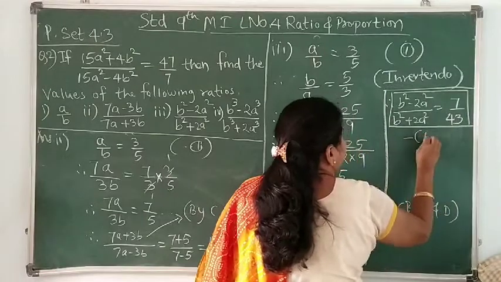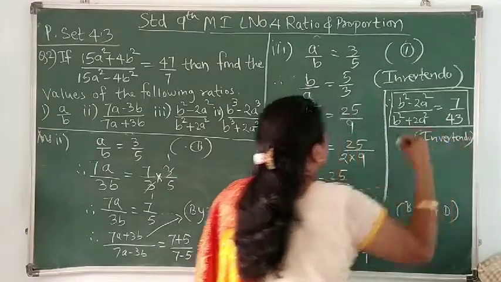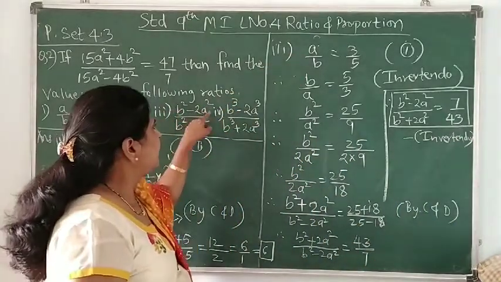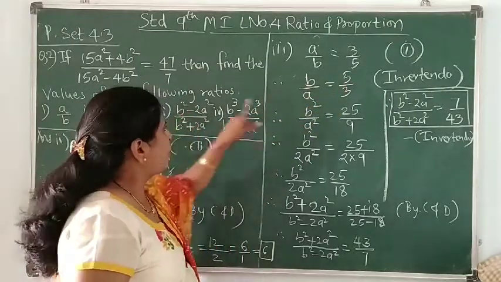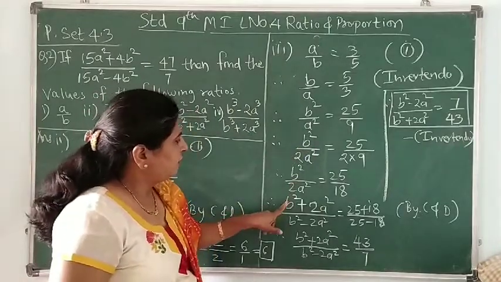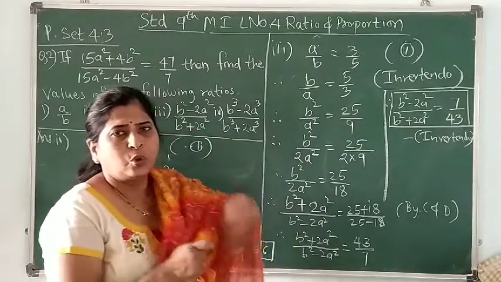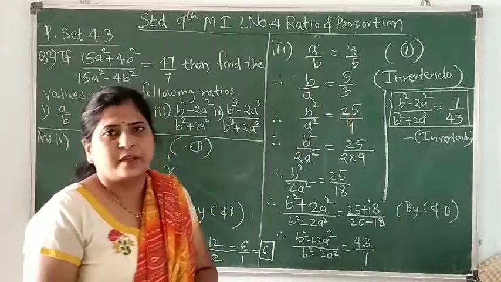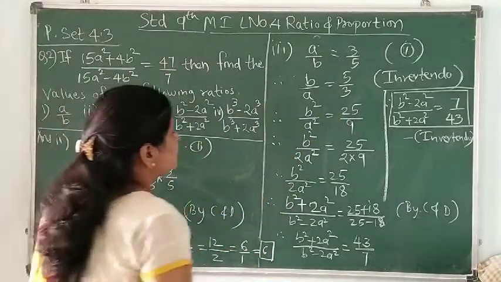Do not forget to write in bracket invertendo. Okay. So we started with a upon b, as we wanted b first and then a. Here first we did invertendo, then we did squares, then we multiplied a square by 2, then we did componendo and dividendo, and then we have done invertendo to get the value of the required ratio, and that is 7 upon 43. Something like this we have to do for the next one also.